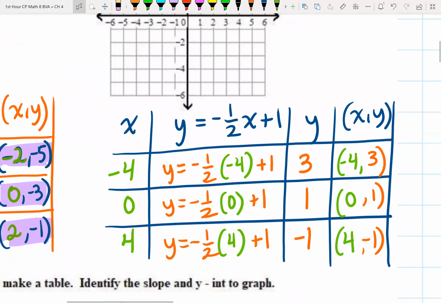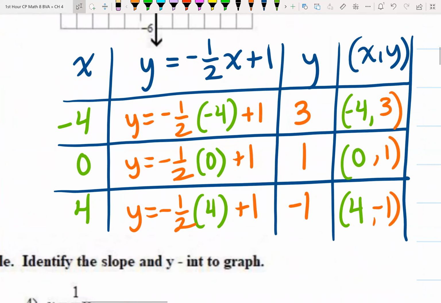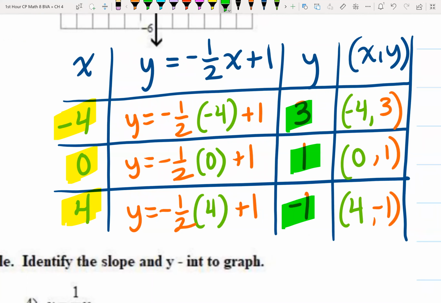So make your 4-column table, 4 rows. Pick some negative, 0, and positive values, but choose wisely here because you're multiplying those by 1/2. So I picked all even numbers with the exception of 0. Plug them in and calculate to get your y values. So here's our y values. And now we're ready to plot those coordinates on the right-hand side of the table.